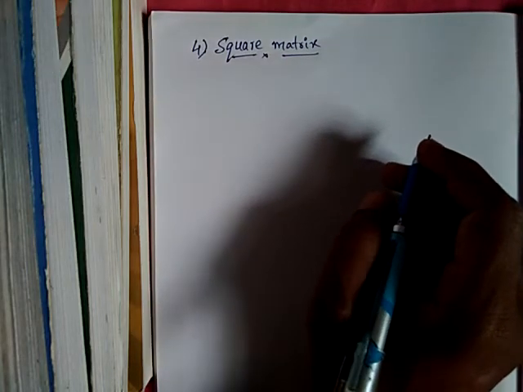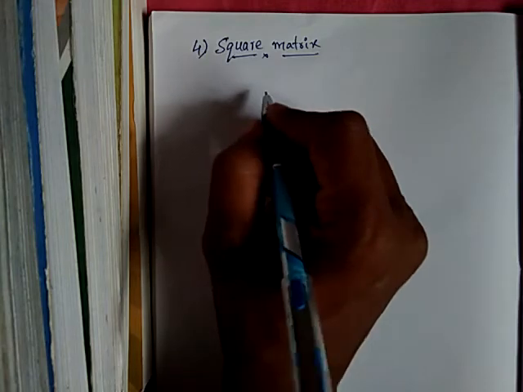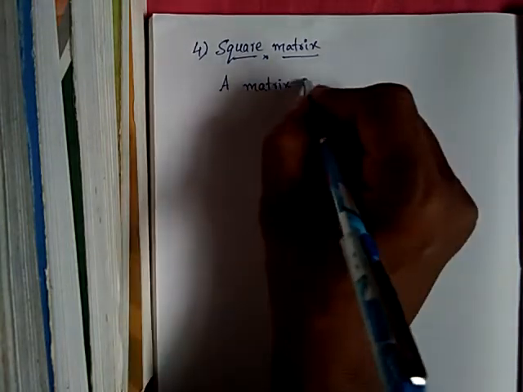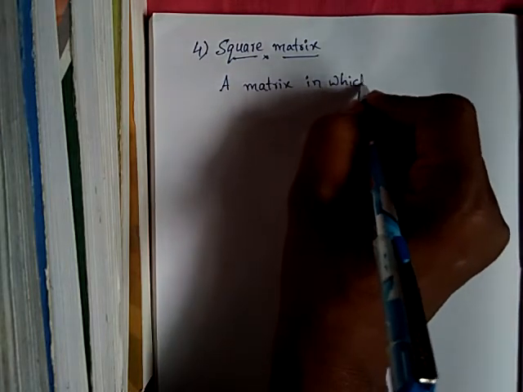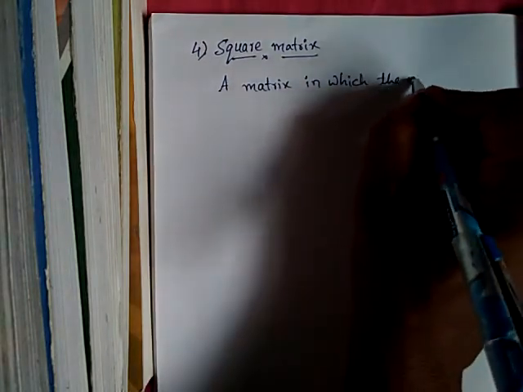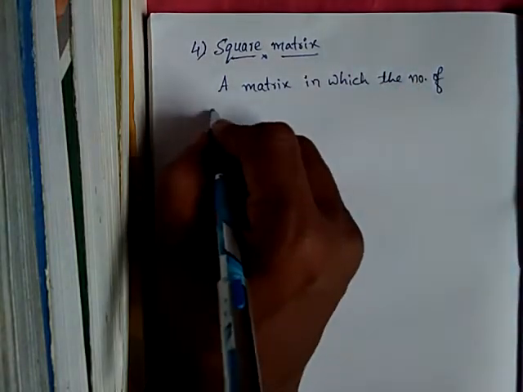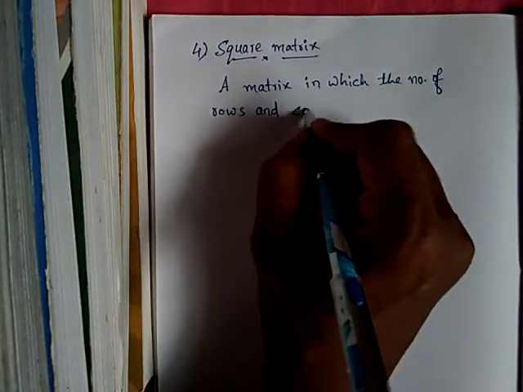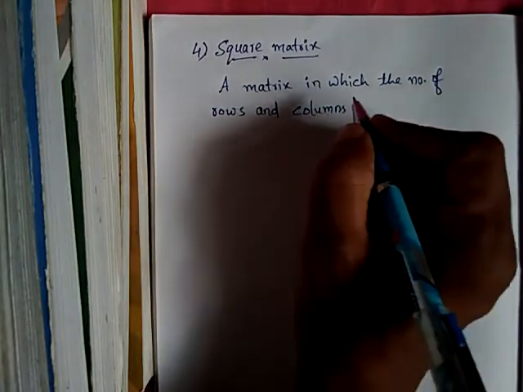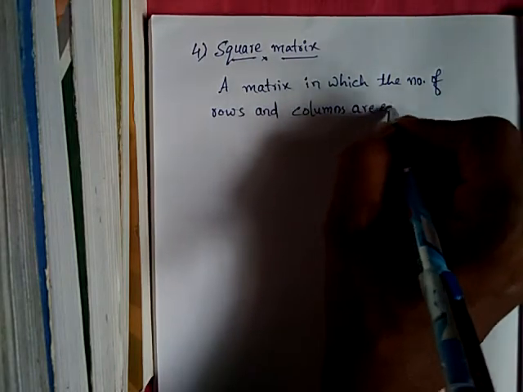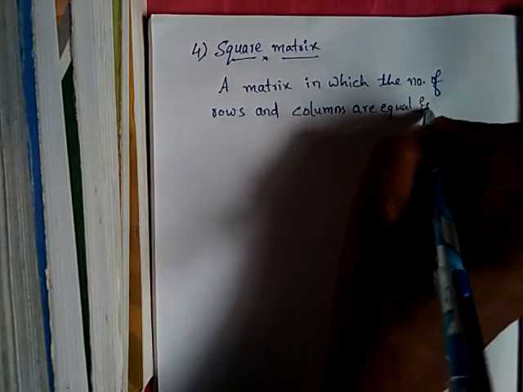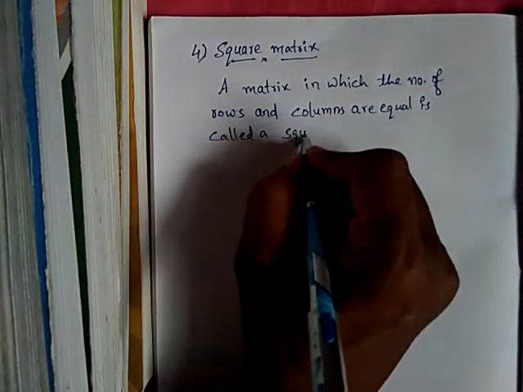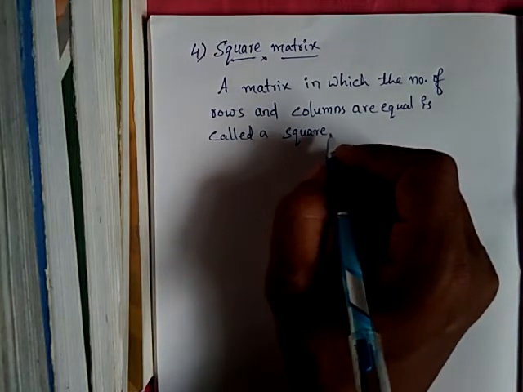Now square matrix. So what is the definition of square matrix? We can write like this: a matrix in which the number of rows and columns are equal is called a square matrix. Means here number of columns and number of rows are equal.